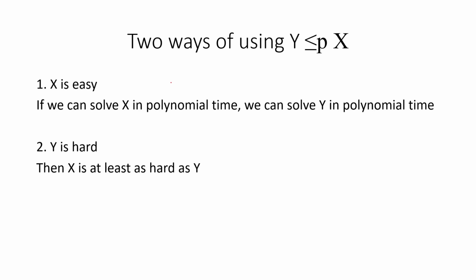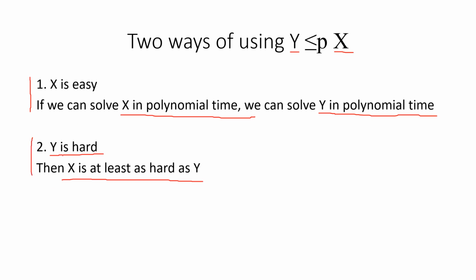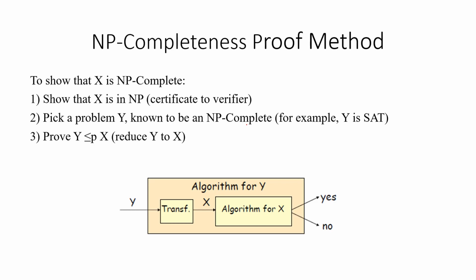Also, one more time, if we are able to reduce some well-known problem Y to some problem X, and if we can solve problem X in polynomial time, then we can say that Y is also solvable in polynomial time complexity. So if Y is hard, then X is at least as hard as Y. So please remember these two statements, because it may be necessary to prove that some problems belong to some specific class of problems.